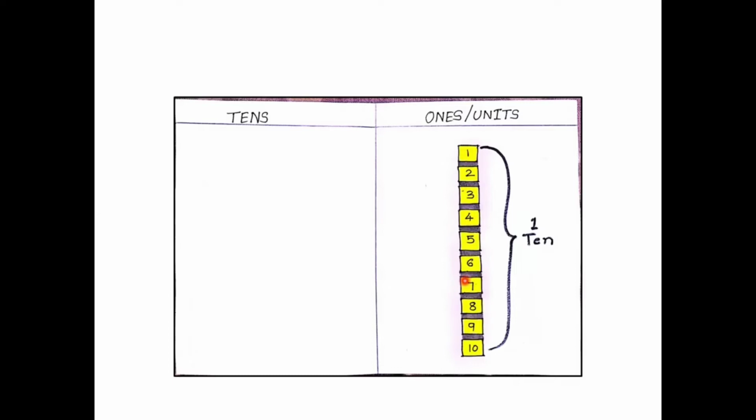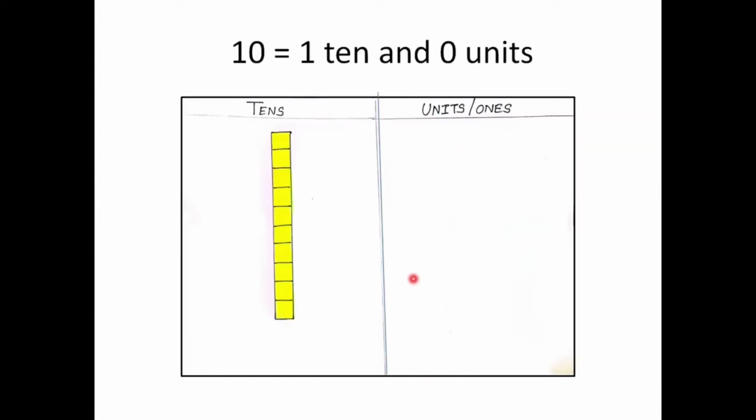So children, where will the 1 ten go? Will it be going in the tens place or will it remain in the units place only? No, it will go in the tens place. Now, we can read it as 1 ten and 0 units. 0 units because in the units place nothing is there.